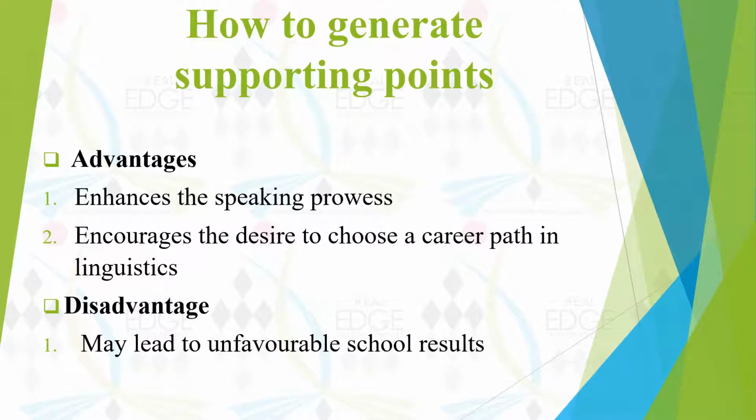This is how you generate your supporting points. First of all, you need to look at advantages and write a list of advantages. And then move to the disadvantages, write a list of your disadvantages. And then look at the two lists. Which side has more points? The one that has more points is the one that you will pick as your stronger side. And the one that has fewer points is the one that you will pick as your weaker side.